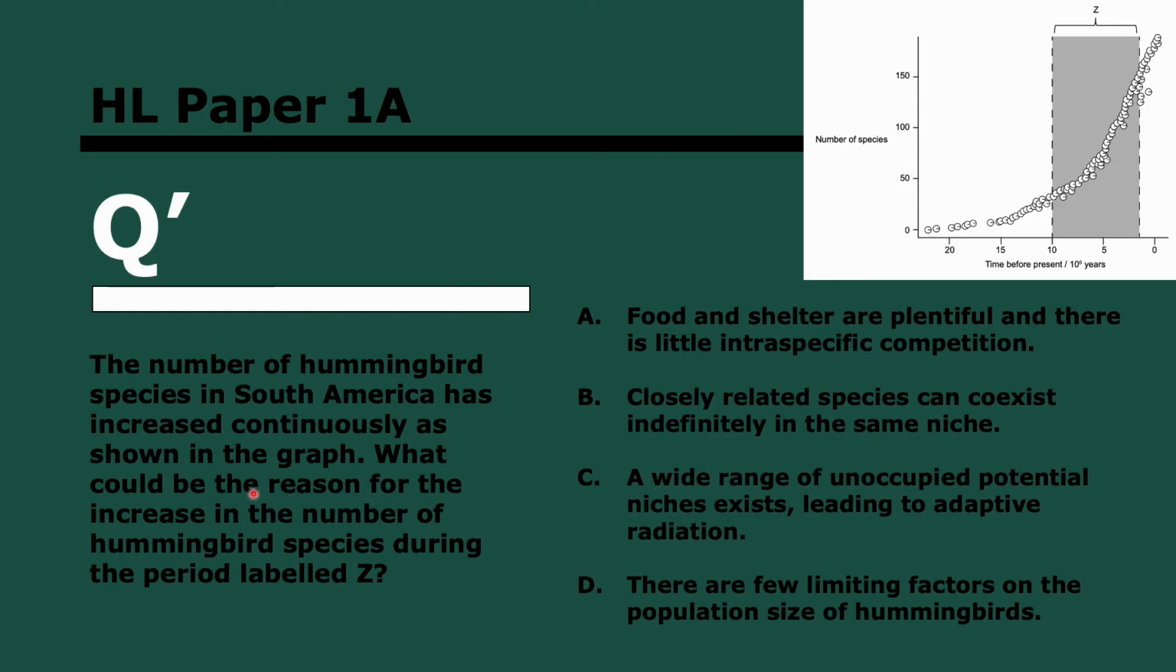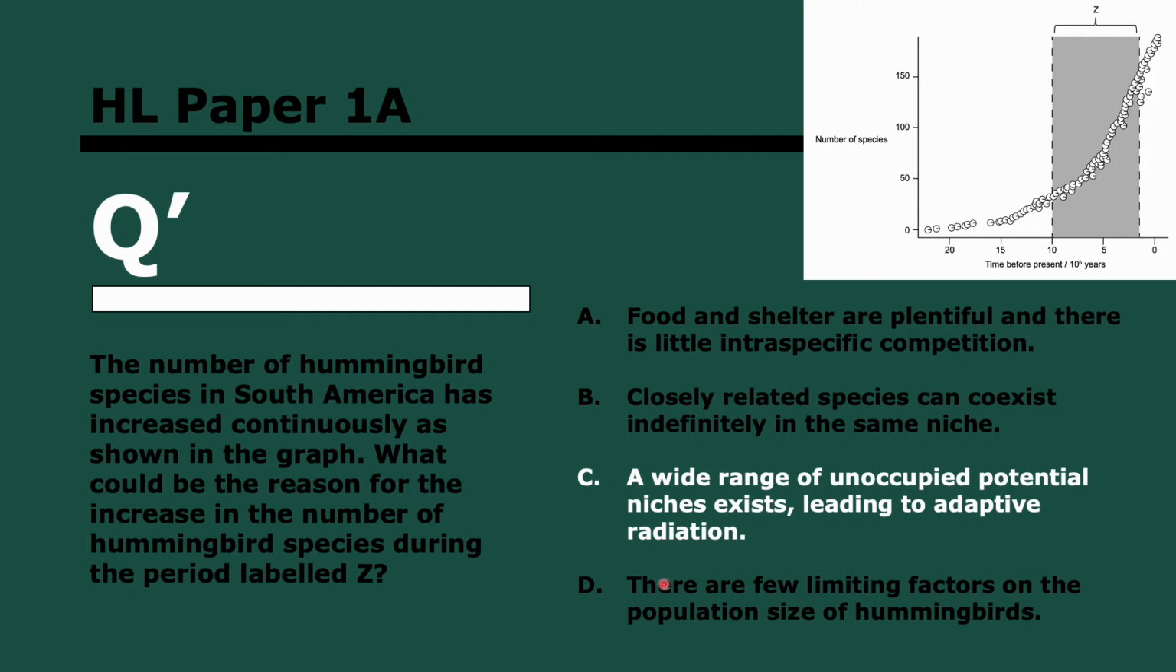Next question, which was also an SL. So the number of hummingbird species in South America has increased continuously, as shown in the graph. What could be the reason for the increase in the number of hummingbird species during the period labeled set? Emphasis on species, okay? 3, 2, and 1. C. Why? Okay. Well, because, again, we're talking about hummingbird species, okay? So, A, if food and shelter are plentiful, and there's no competition, there's very little reason for more species to exist, right? So for more species to develop, you would just get a higher population of the species that already exists.